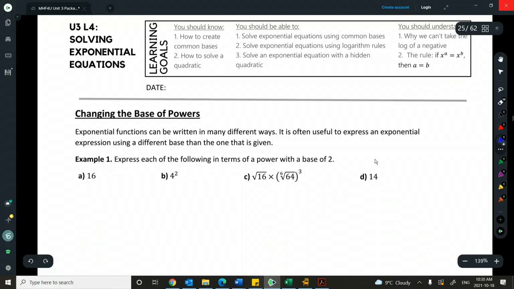Okay, so we have used some of the logarithm rules to expand and simplify.